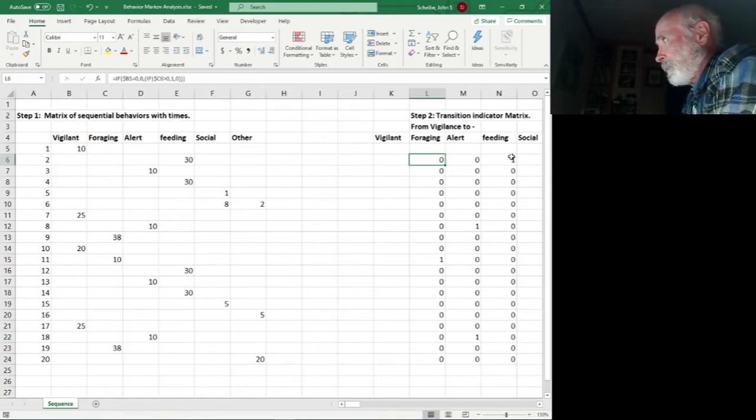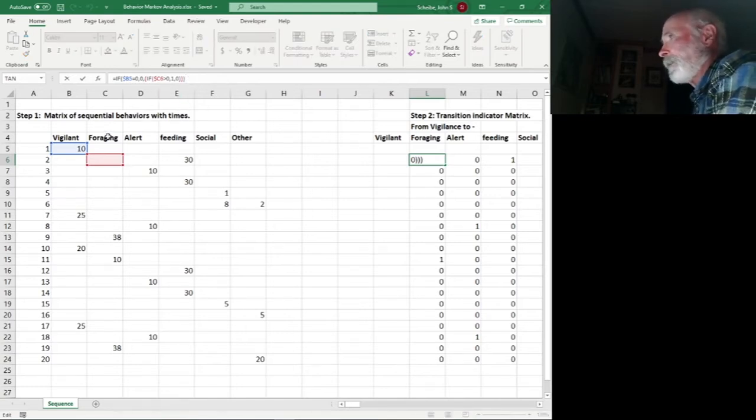Here I have a series of smaller matrices which are just filled with zeros and ones. If you look at the formula for the first one, this transition indicator matrix, I'm looking at the transition from vigilance to foraging. And where does that happen? That happens right here. Here the animal is going from being vigilant to foraging. If I highlight the equation, which is given up here, you can see it's going from vigilant to foraging. Obviously, that didn't happen here.